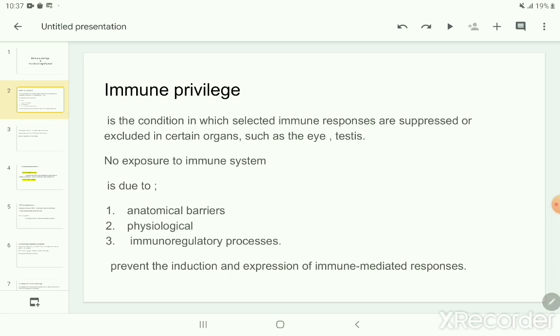How do these tissues or the antigens of these tissues avoid exposure to the immune system? This is achieved by three basic mechanisms. There are some anatomical barriers which prevent the interaction between the immune system and the tissue antigens, which we call self antigens. There are some physiological processes which alleviate the immune responses against the self antigens of the tissues, or there are some immunoregulatory processes in which the immune responses are suppressed against the tissue's antigens.